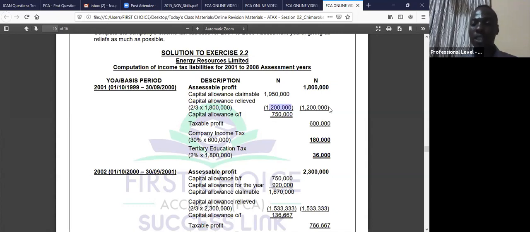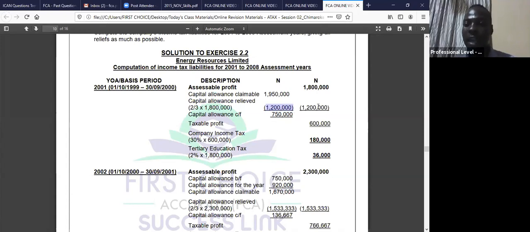Now you can see me putting it in two places. Why? It is not that you are doing it two places. This putting it in two places has a dual effect. The first effect of this 1,200,000 is this. If I am going to relieve 1,200,000 from 1,950,000, how many unrelieved capital allowance is left? 750. It is this 750 I will carry forward to next year. That means this one is what was not relieved. I can only take 1.2. The 750 will go next year. That is why I am putting this one here. It's for us to know the capital allowance to go next year.